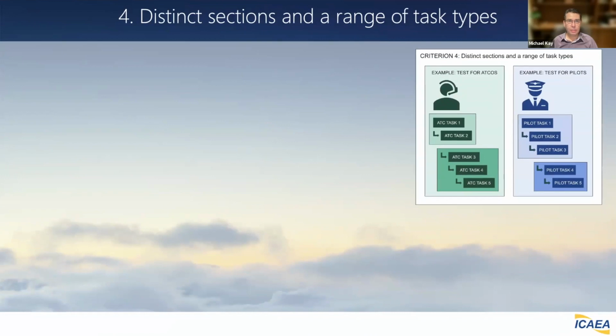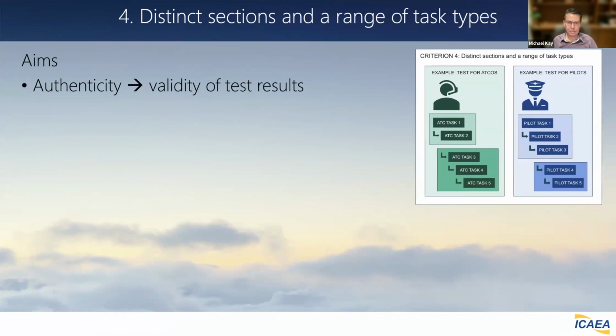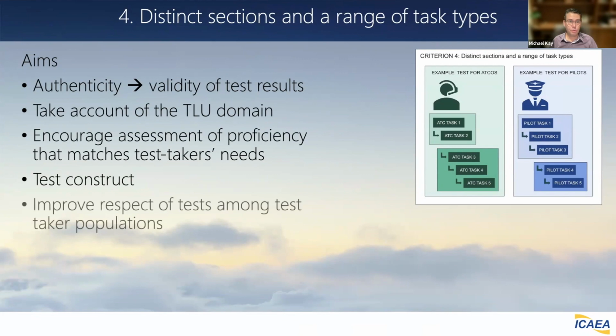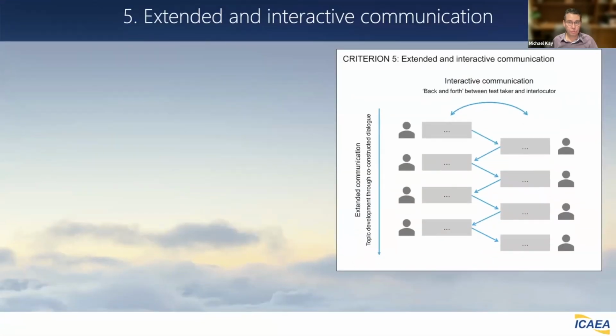The fourth one here is having distinct sections with a variety of task types. The aim here is, again, the more task types within limits, the better the validity of the results. Not having just one task type is problematic and maybe not fair. It encourages assessment that is more likely to match the test taker's needs and improves the test construct and the results.